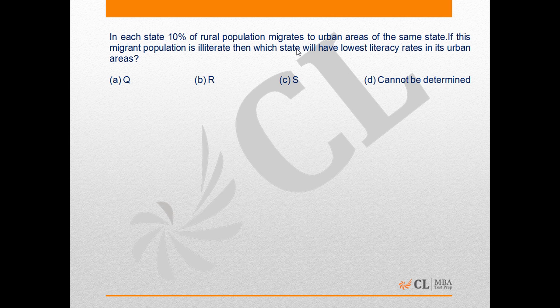In the next question it is given that in each state 10% of the rural population migrates to urban areas of the same state. If this migrant population is illiterate, then which state will have the lowest literacy rate in its urban areas? The thing that we should point out here is that the breakup of literate and illiterate people in urban or rural areas is not given, so it is not possible to find the state which has the lowest literacy rate in its urban areas. Therefore, the answer of this question will be cannot be determined, which is option D.